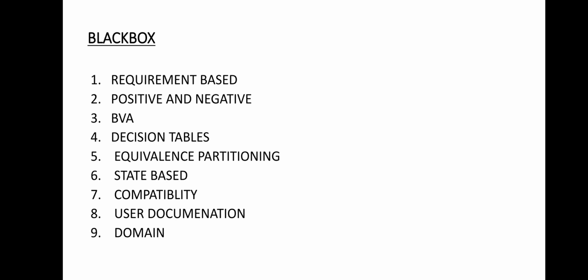So let us see how we can do black box testing. When we talk about how, there are various techniques. You can see on this slide: requirement based testing, positive and negative testing, boundary value analysis, that is BVA, decision tables, equivalence partitioning, state based testing, compatibility testing, user documentation testing, and domain testing. So let us take each and every technique one by one into account.